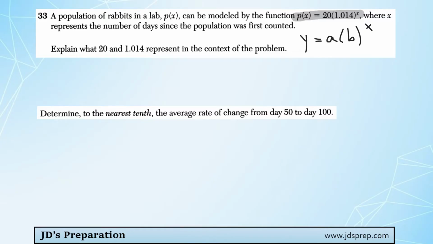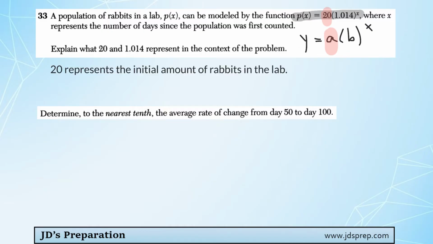Anyway, in this equation, a always represents the initial amount of whatever we're analyzing. So in this case, the 20 would represent the initial number of rabbits in the lab. And the b value, which is 1.014, represents the rate of growth.